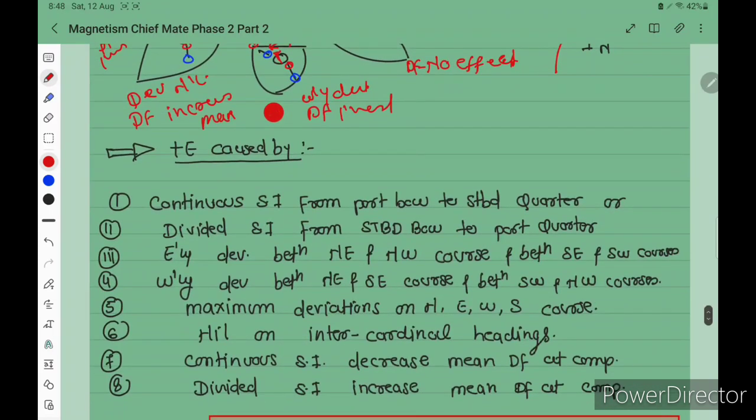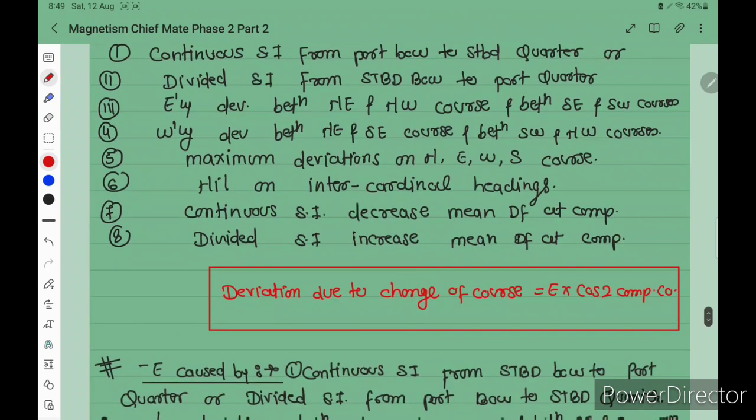Okay, the plus E is caused by continuous soft iron from port bow to starboard quarter, or divided soft iron from starboard bow to port quarter. Easterly deviation between north-easterly and north-westerly course, and between south-easterly and south-westerly course. Westerly deviation between north-easterly and south-easterly course, and between south-westerly and north-westerly course. Maximum deviation on north-east, west, south-west course. Nil on the intercardinal headings.